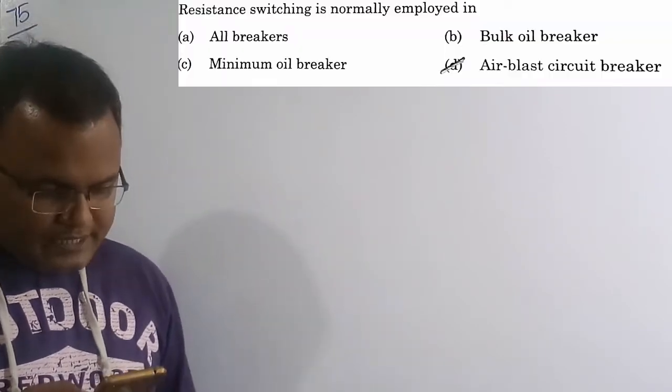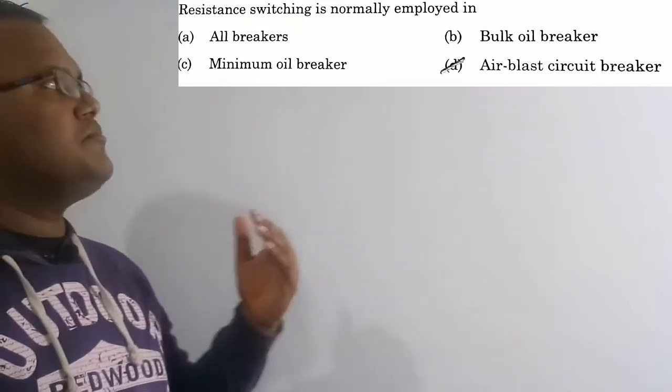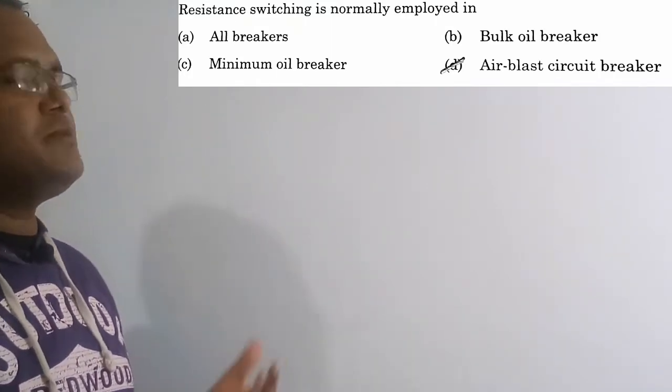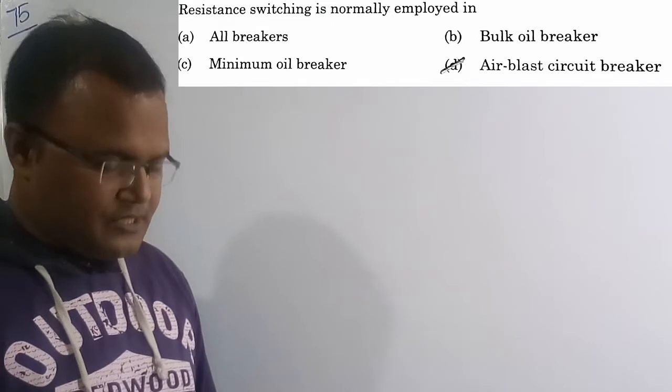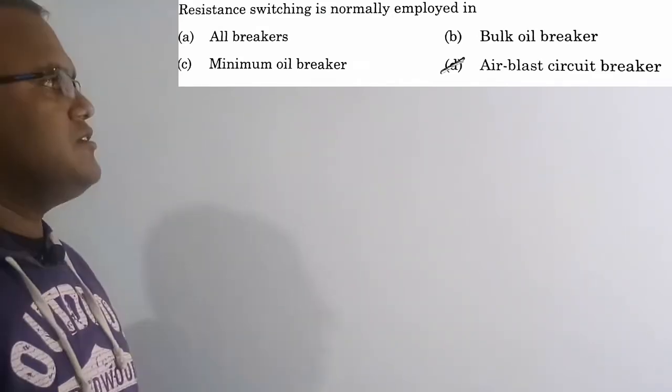So now we are going to solve the 75th question. See the question here: resistance switching is normally employed in which type of circuit breaker? Out of these four options, option D, air blast circuit breaker, is the correct solution of this question. So let's solve this question.